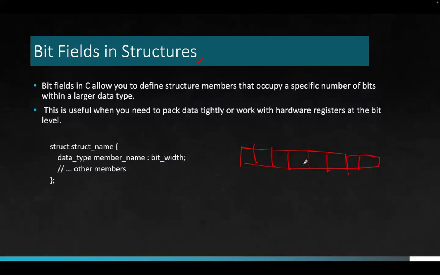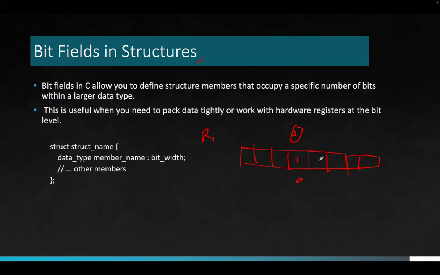If you want to alter a bit, initially here it is 1, and you want to change it to 0. So this is 0, 1, 2, 3: index 3 of this particular register R1. If you want to change it, it is possible using bit fields in structures as well as bit fields in unions. So how to do it?